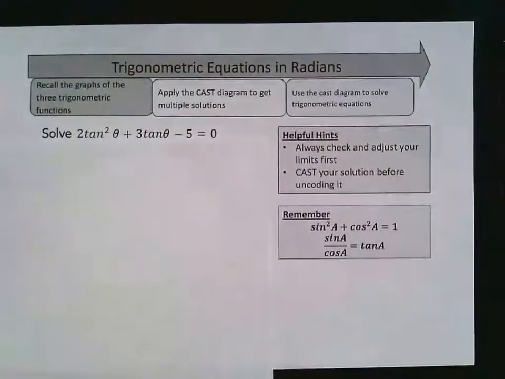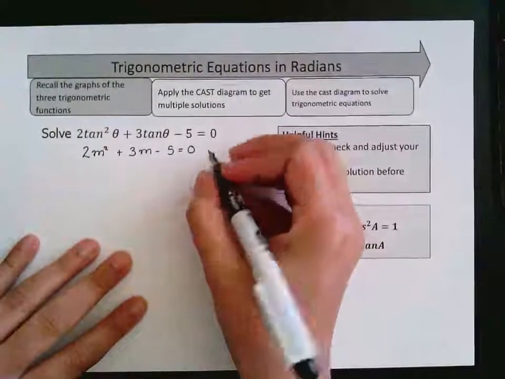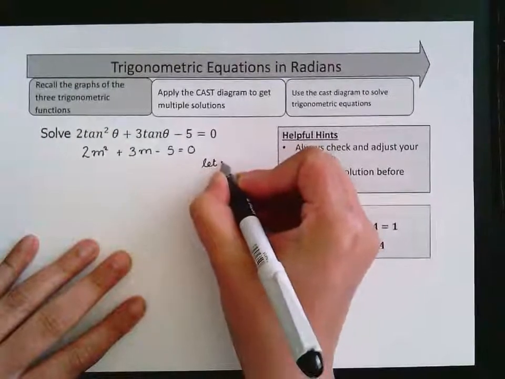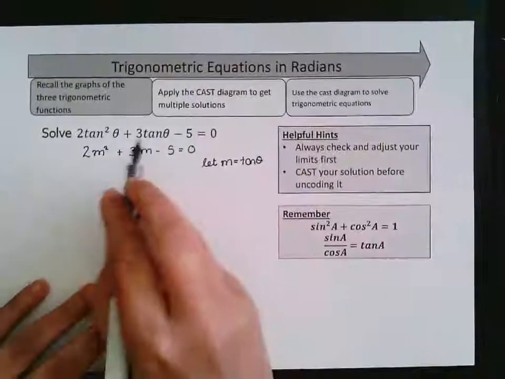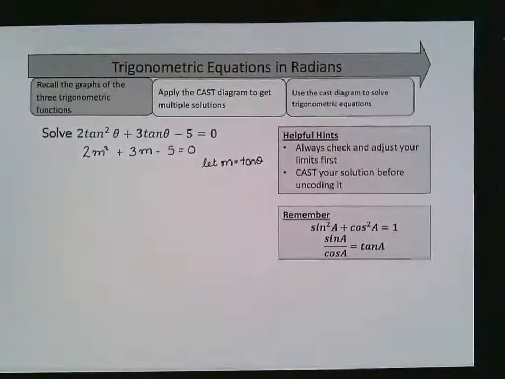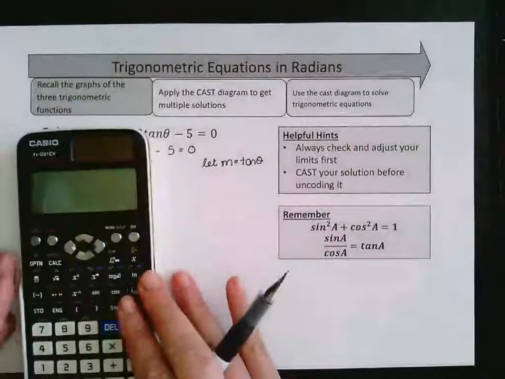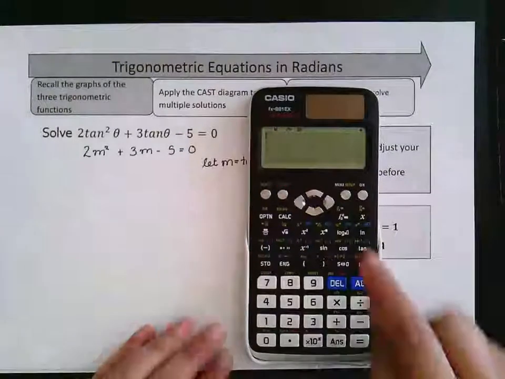So what I always like to do to start with is, what I've done here is I've let m equal tan. Now the reason I haven't used x's is quite often there's an x in here, and in this case there's not, but because of that I just try to avoid using x's. So the first thing I do is I write this out here. Now in your exam you're expected to be able to use your calculator to solve a quadratic, so that's what I'm going to do here.